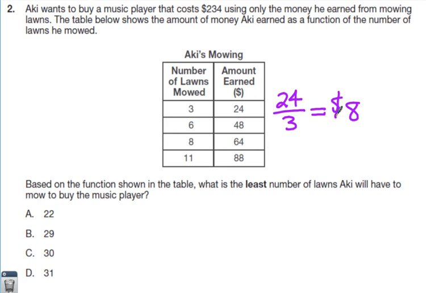And we could do an equation where, if that was the slope, what was our y-intercept? Well, if he mows 0 lawns, he's going to earn $0. And so that's essentially the b value. So if you want, you could make an equation of y equals mx plus b. Don't even need that.